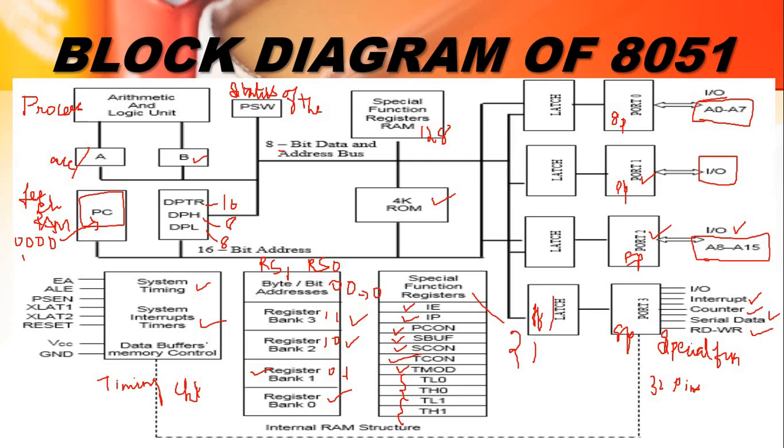I can set the timing. Once the operation has been executed, this enable access will give information to the user that the task is performed. And this is ALE, the address latch enable. It will latch the address from the execution point. And this is the program store enable.